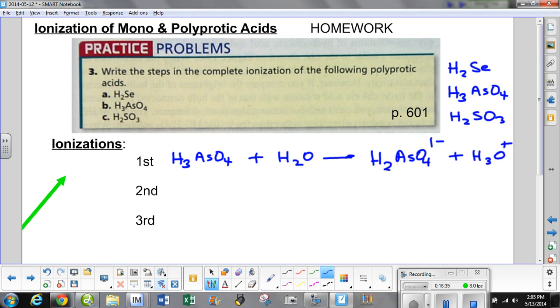I have written this in different orders each time because I don't want you to get the idea that there's some kind of sacred order and it has to be that way. Okay, so we take the H2AsO4 as a 1 minus, and then it's going to be the HAsO4.